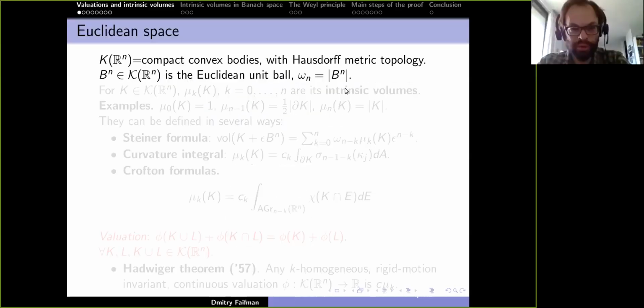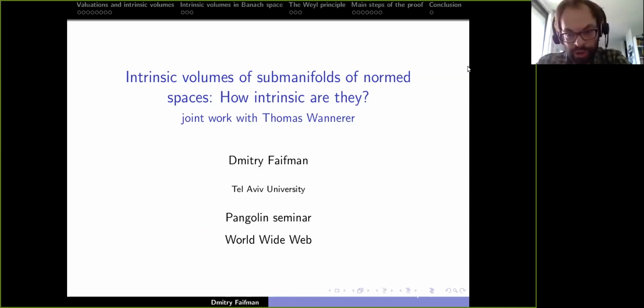Okay, so let's get started. This is going to be about joint work with Thomas Wanner. Most of it will actually be a crash course in valuation theory, with the last few slides dedicated to this particular application. But of course, that's the more important part. So maybe it's not a bad thing.